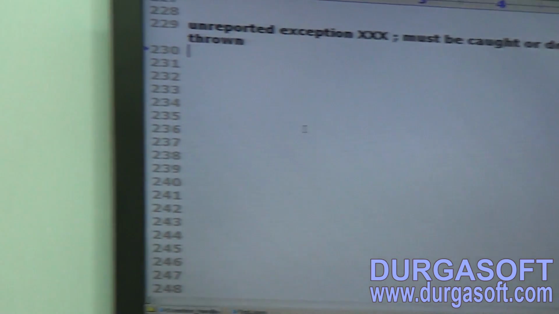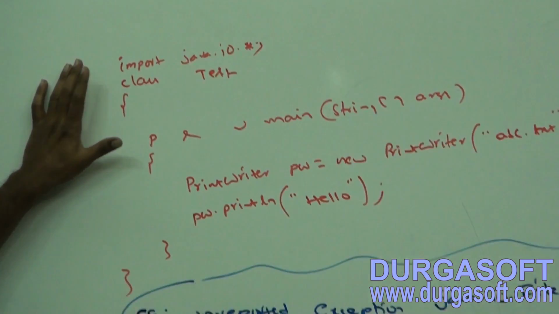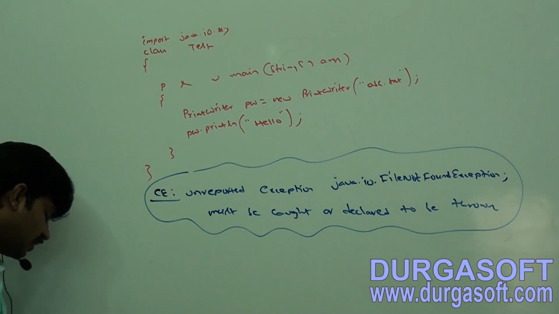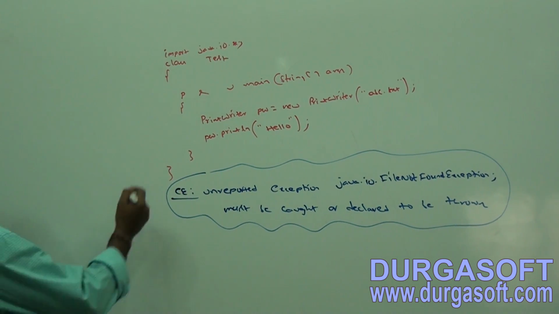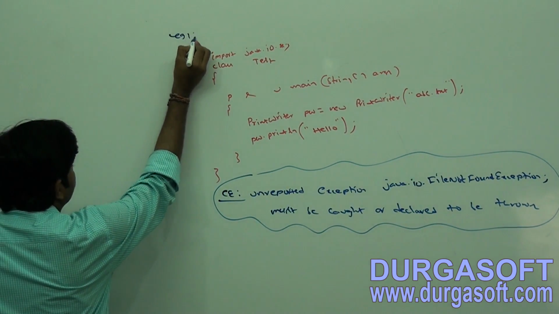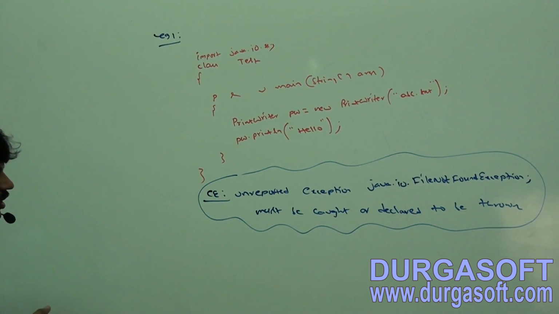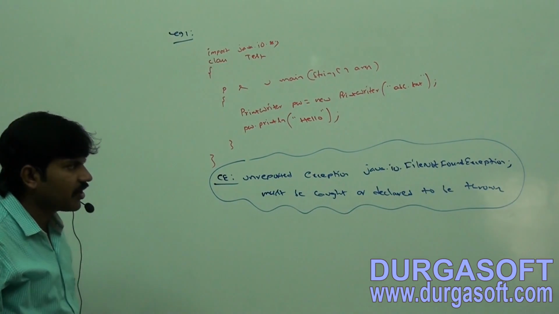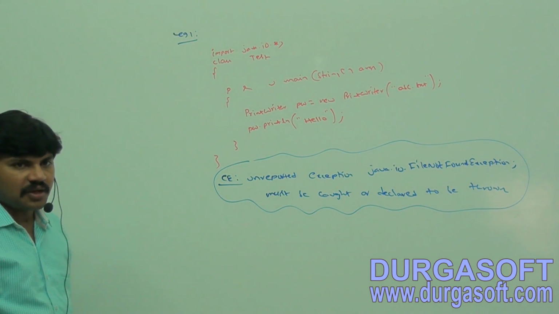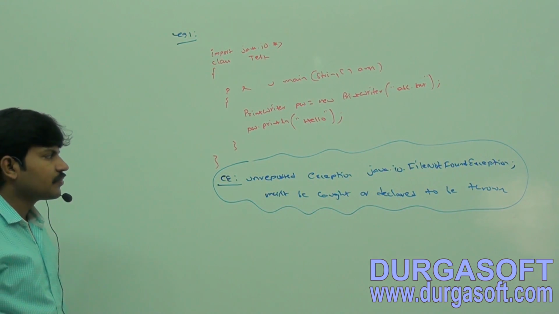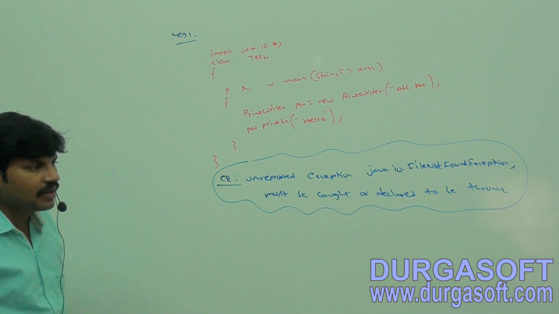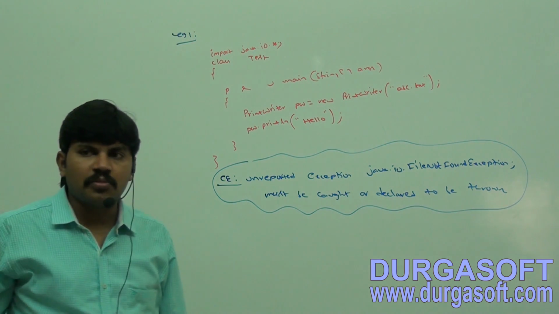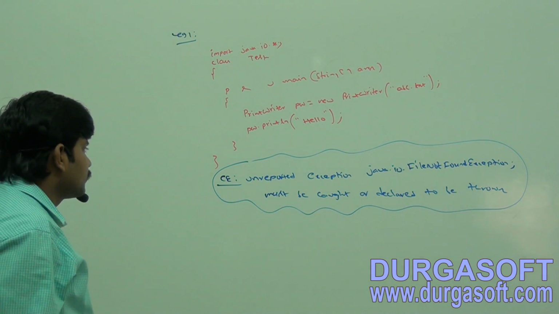Now take this example, example 1. There are two examples I will discuss. In example 1, there is a possibility of raising a checked exception, FileNotFoundException. There is a chance of raising a checked exception, but we didn't handle it. That's why the code won't compile. We get a compile time error by default.